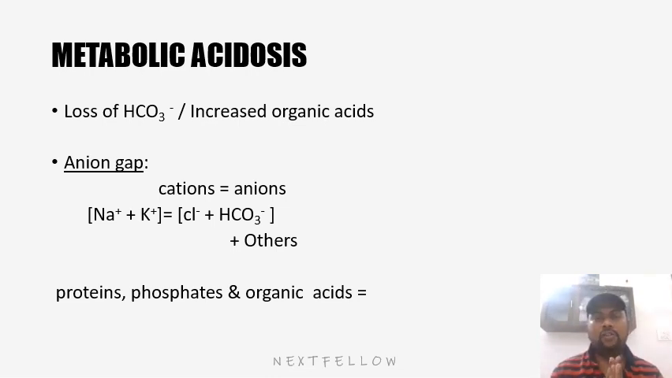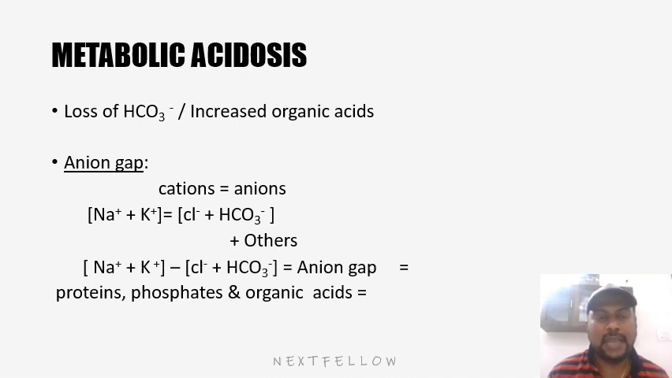So metabolic acidosis can be broadly classified into two types by measuring the anion gap. How to measure the anion gap is very simple. It can be easily calculated using the formula: sum of the measured cations, sodium plus potassium, minus the sum of the measured anions, chloride plus bicarbonate. When you calculate this, you will get the anion gap. That value corresponds to the unmeasured anions.